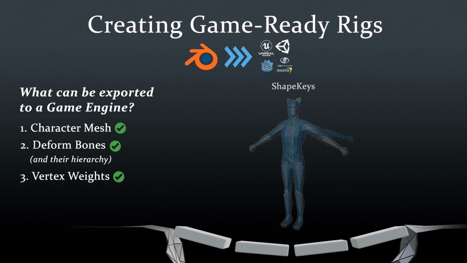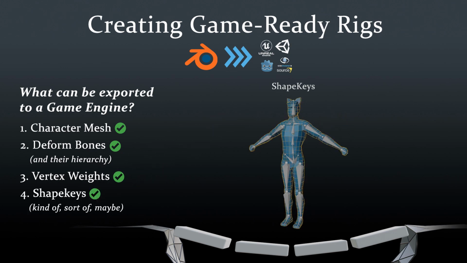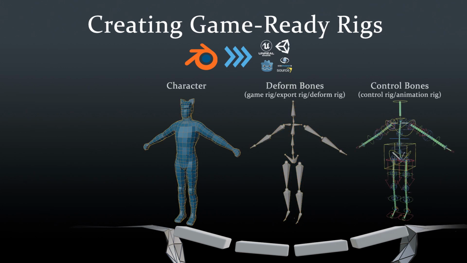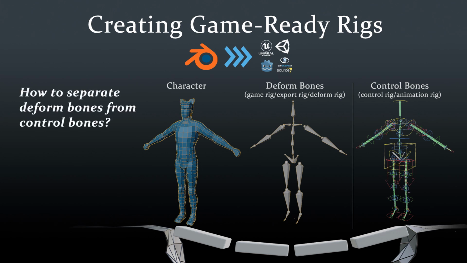And finally, shape keys or blend shapes, as they're called in other software, may or may not be exported. That will depend on the export file format and the engine. Again, this is a topic for another video. I already introduced you to the main topic of this and the next couple of videos, which is creating a clear separation between a game rig and a control rig. I may also call the game rig export rig or deform rig. It will mean the same. The control rig can also be called animation rig.